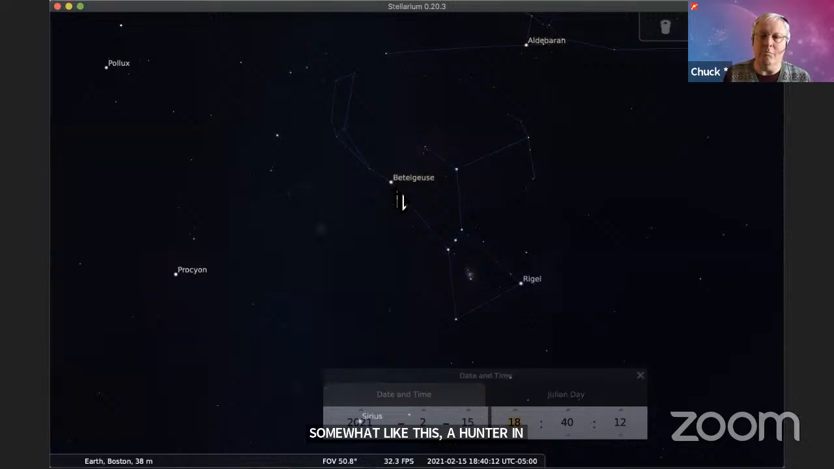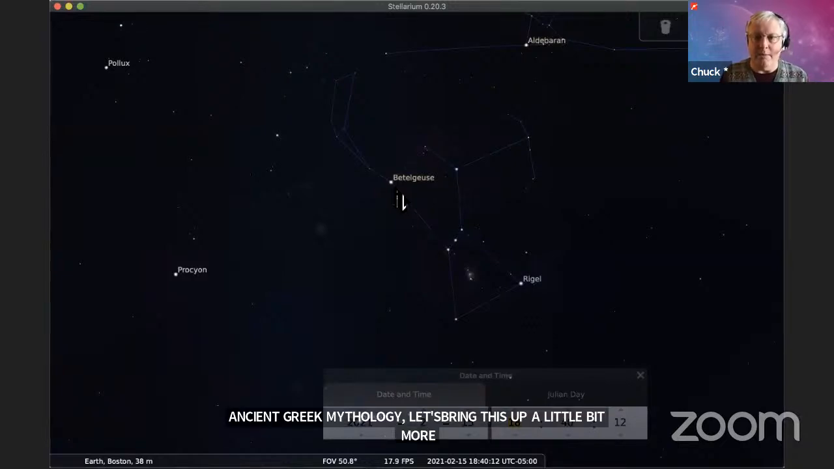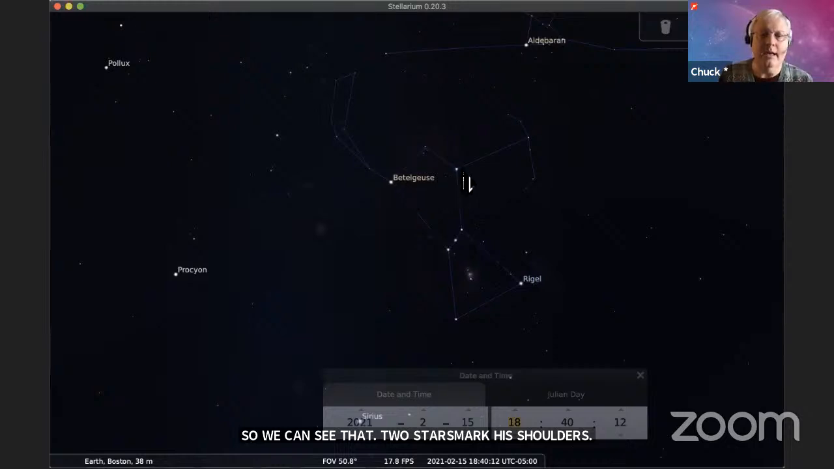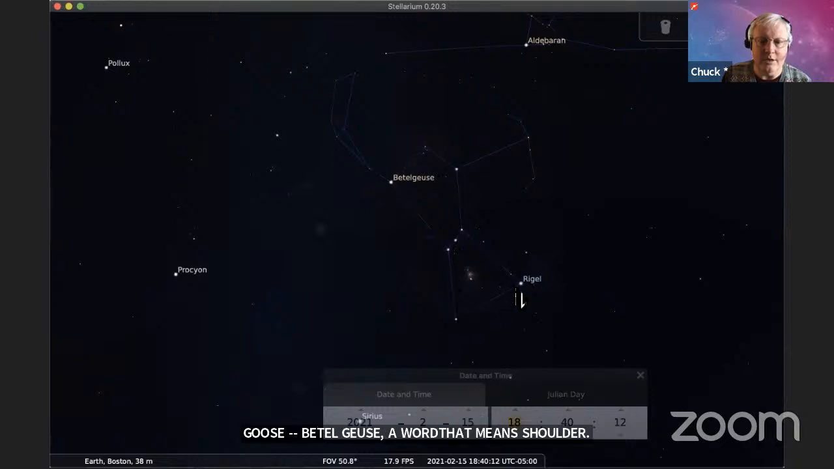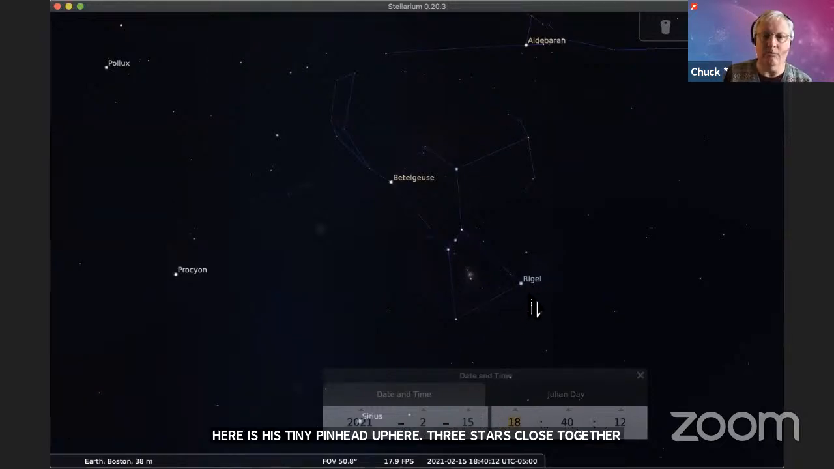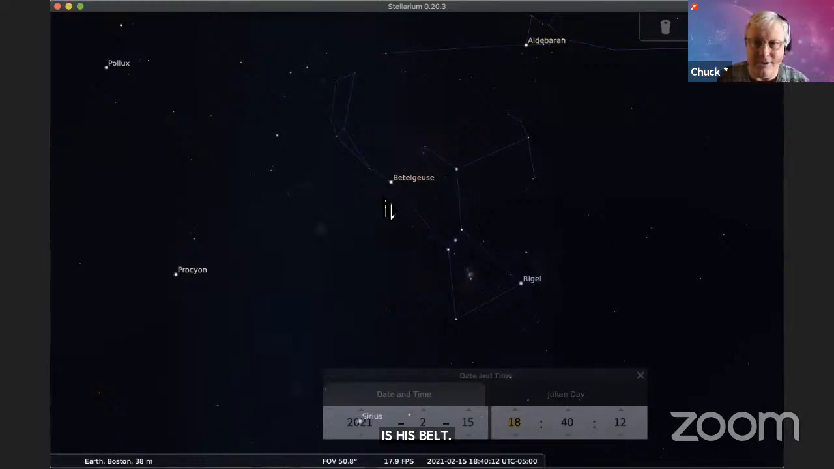There's one called Betelgeuse. That is an Arabic name meaning shoulder of the Great One. That is Betelgeuse. And then another one marks his right shoulder. Here's his left shoulder. Here's his tiny pinhead up here, 3 stars very close together on his head. His belt. 2 more stars locate the hunter's legs, including Rigel, which is a star almost as bright as Betelgeuse.